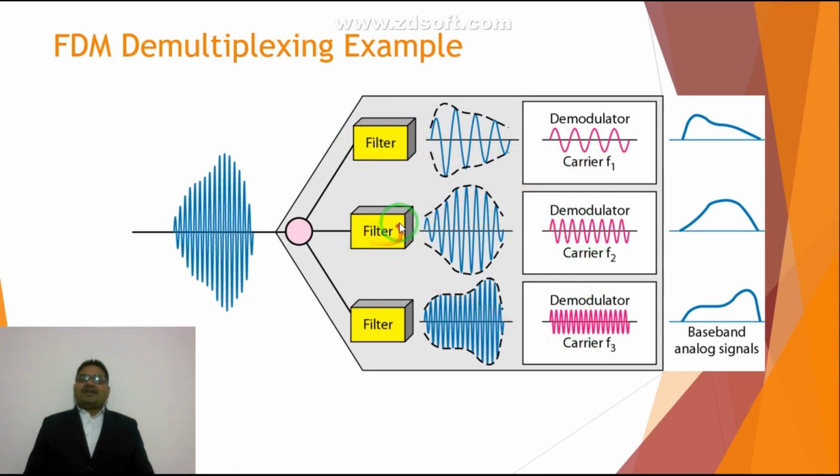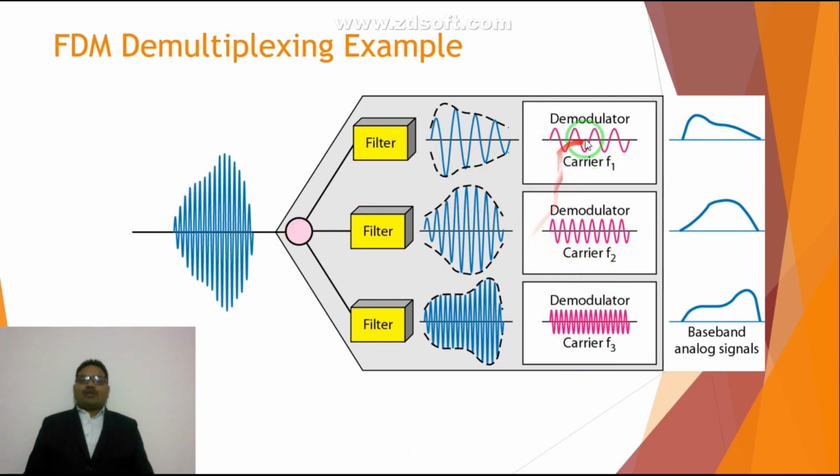Similarly, the second filter is going to pass only the carrier frequency F2 and its sidebands, and it is going to reject F1 and F3. And this is your third bandpass filter, which is going to pass only the frequency related to F3, rejecting F1 and F2. So this is the demodulator.